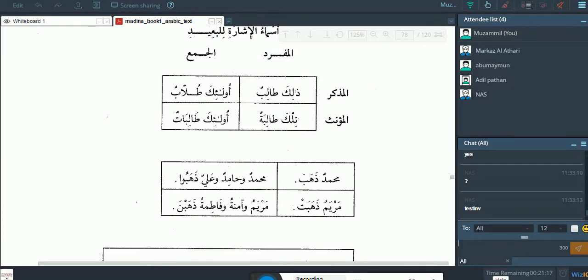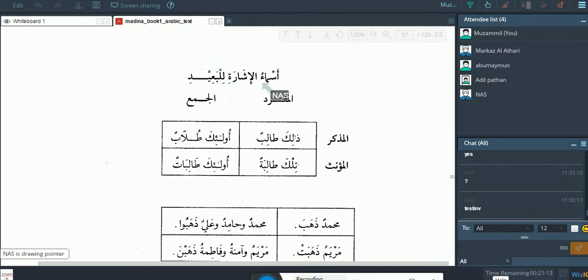So here you have some helpful charts at the end of الدرس الثالث عشر: أسماء الإشارة للبعيد. Then it says المفرد singular, الجمع plural, and this side it says المذكر, which is masculine, and المؤنث feminine. So مفرد مذكر ذلك. Example, ذلك طالب. مفرد مؤنث تلك. Example, تلك طالبة.